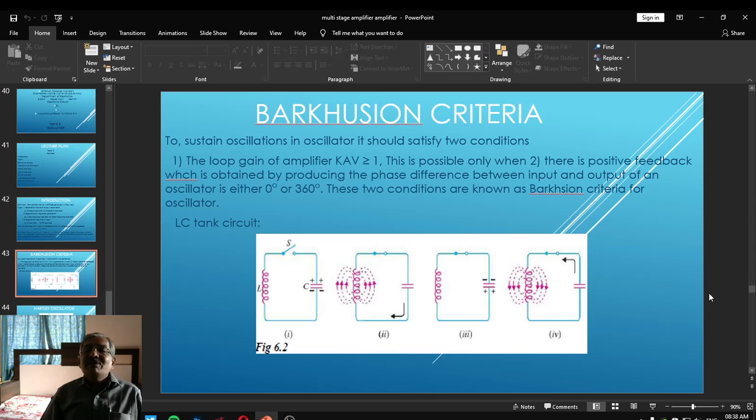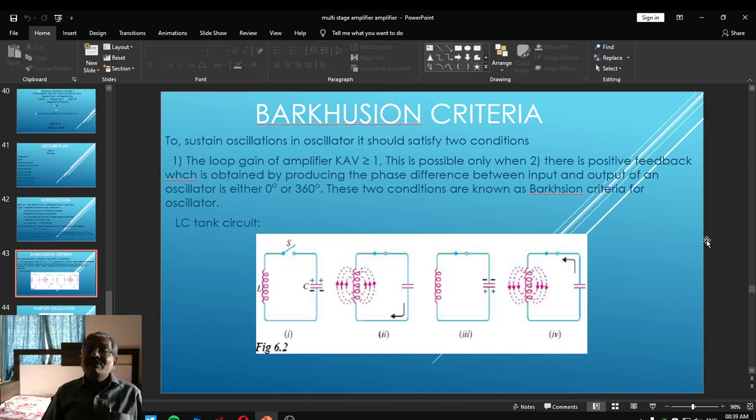Then we studied positive feedback by considering the theory of feedback, where we concluded that positive feedback is essential. If positive feedback is there, and 1 minus KAV becomes equal to 0, then KAV becomes equal to 1, and the gain of that particular amplifier circuitry becomes infinity. When the gain becomes infinity, then input becomes 0 and output becomes maximum.